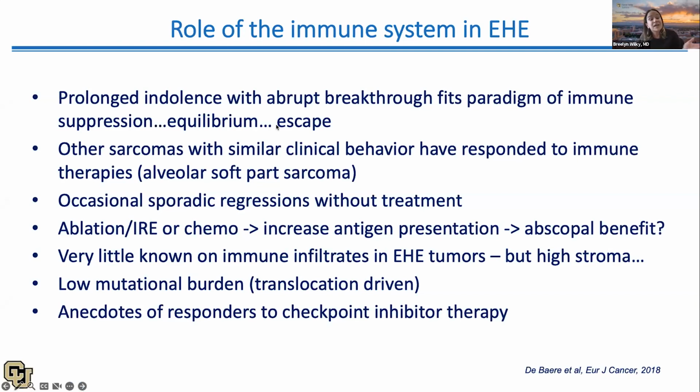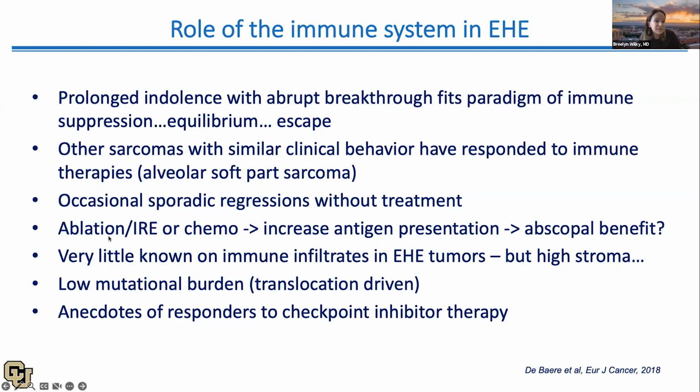And this idea of a cancer that sits there and doesn't grow. It's really tempting to imagine, well, my immune system is keeping it from getting out of control. And that's been reported in other types of cancer and other types of sarcomas. We don't know a lot about what the immune system does in these tumors, but there's a lot of stroma, which is that supportive structure. And in other types of cancer, that's really important for suppressing and regulating the immune system.